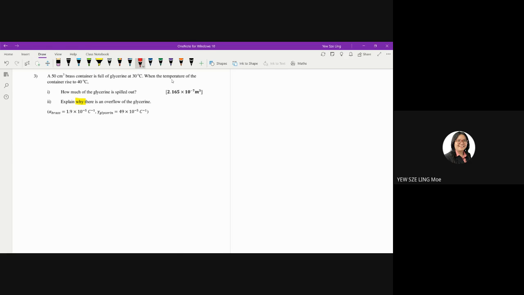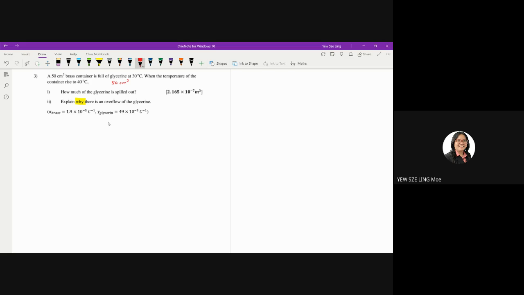So I just told you how to compare it, how to explain it. So now let's see how to calculate how much of the glycerin is spilled out. You have a 50 cm cube brass container. It's full of glycerin, so it means your glycerin is also 50 cm cube. Both of them are at 30 degrees C. Now you heat it up to 40 degrees C. So how much is spilled out?